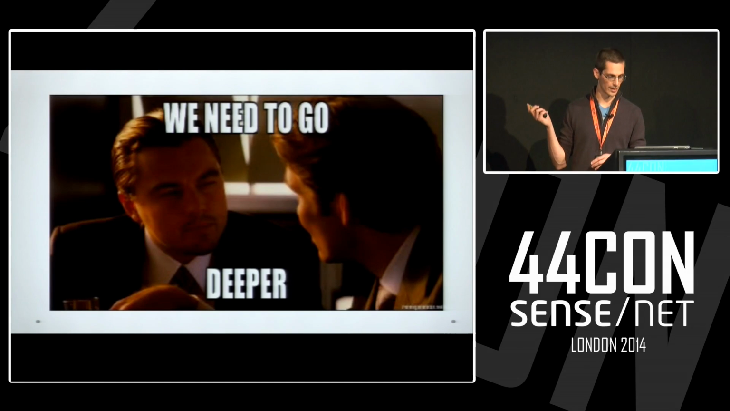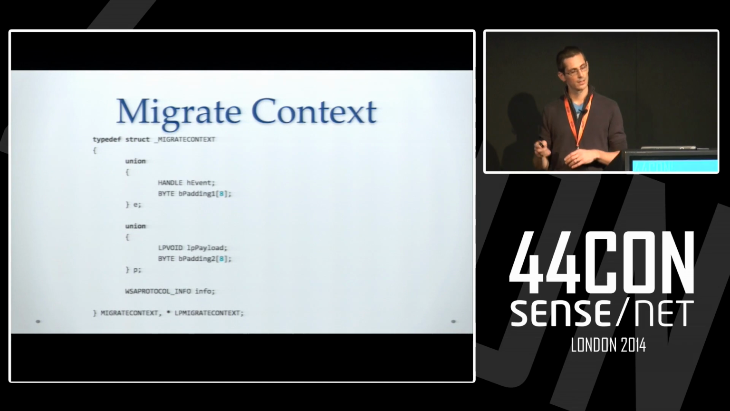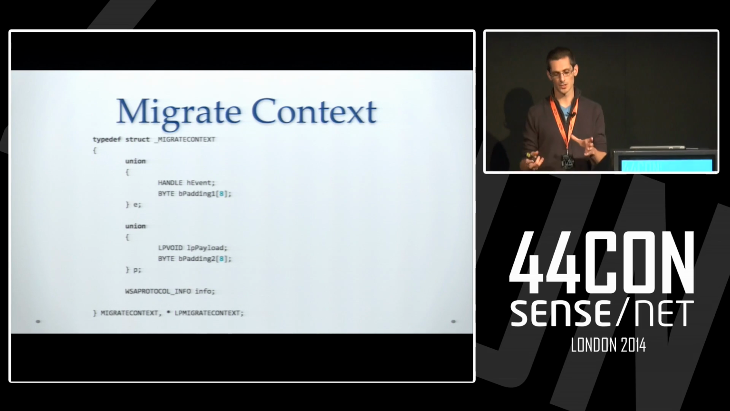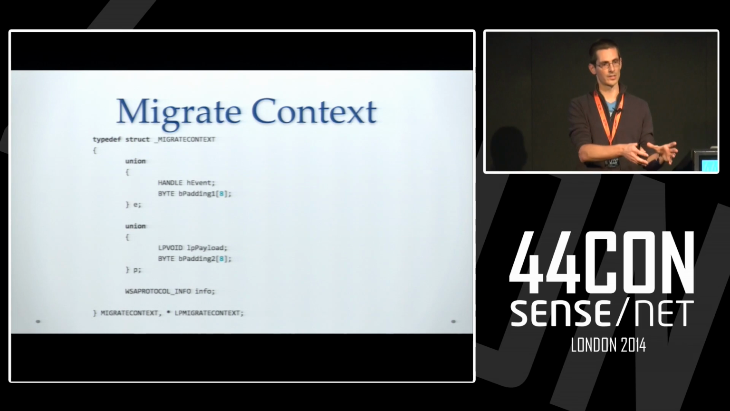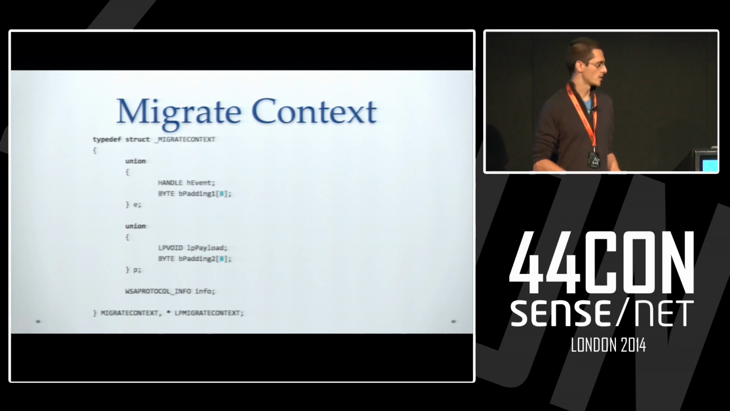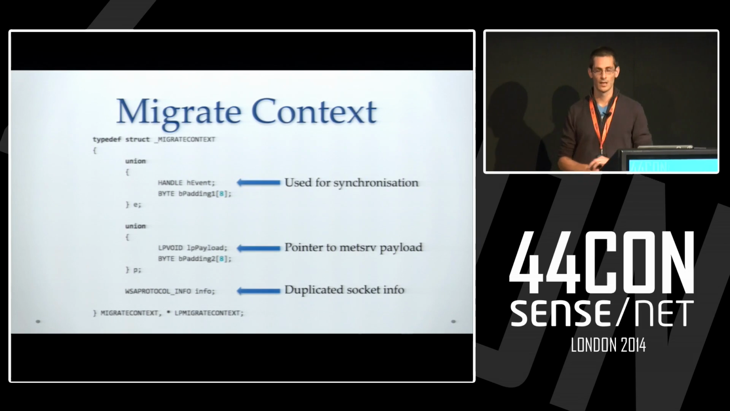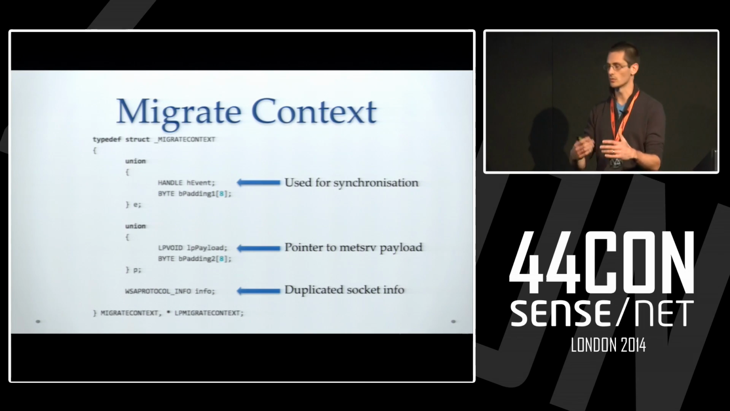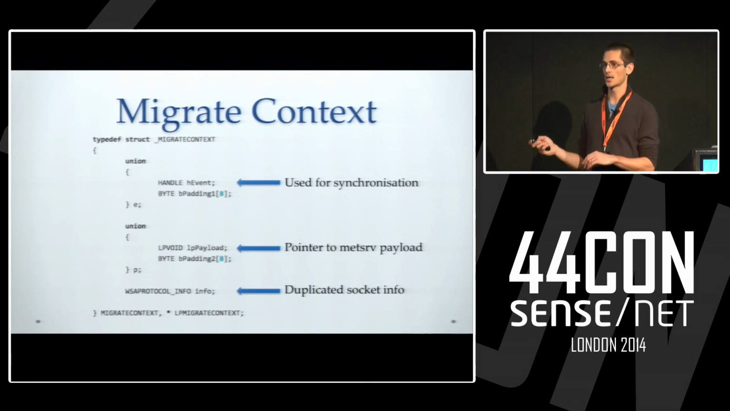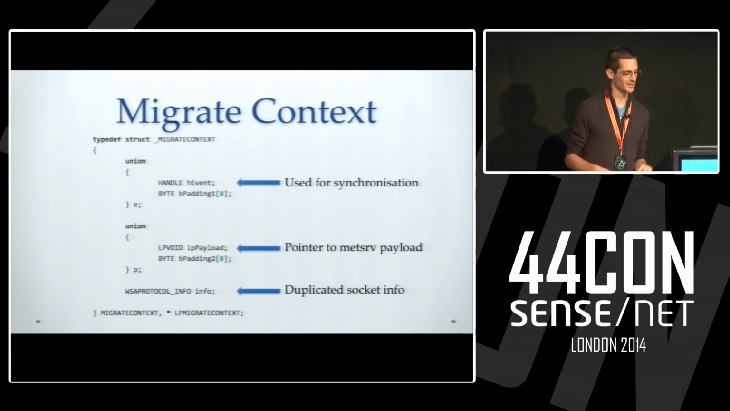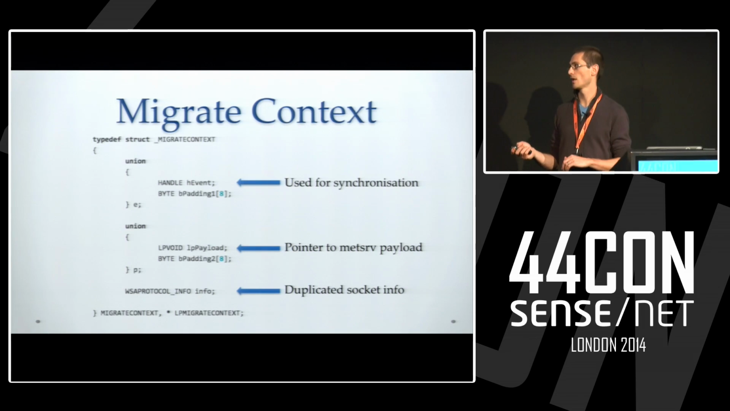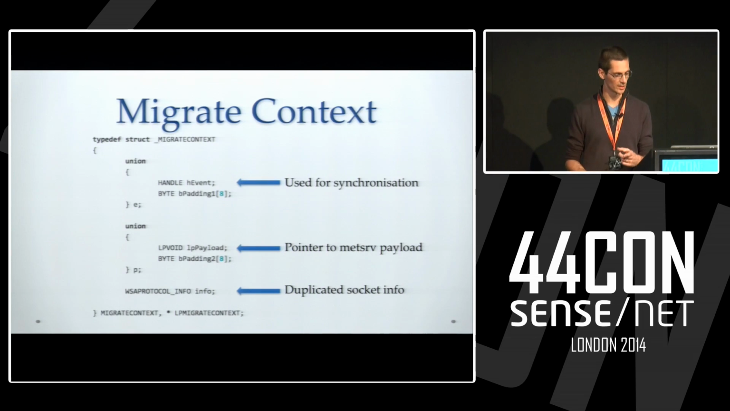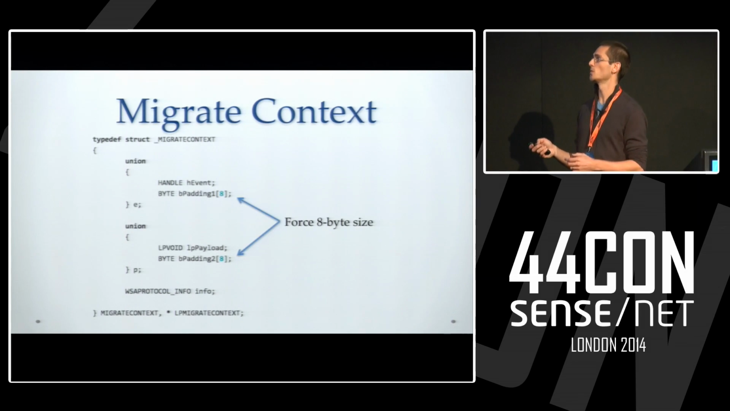All right, so let's dive a little bit deeper again. Now, this migration context is a structure that contains a little bit of metadata. If you can imagine, we've got information sitting inside our current process. We actually want to copy some of that stuff over. So the three things that are really important to us when we do this are the handle that we're using for synchronization, so obviously you can share that handle and you can do signaling. There's the payload, the actual metsrv itself, because without that, obviously, we're in a bit of trouble. And some information about the socket that we're going to be doing comms on, and I'll get into that in just a minute.